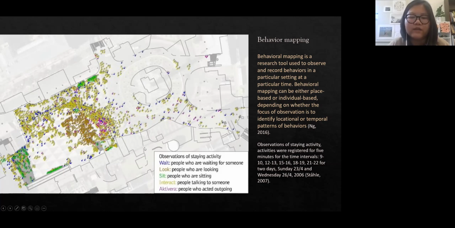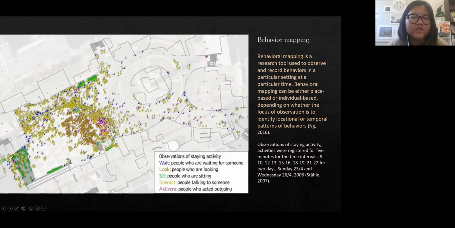So this is one of the examples. You code people. You basically have a preselected set of codes, the activities you want to observe in this place. In this case, the researcher wants to map out where people wait, where people look, where people sit, and where people interact with each other.